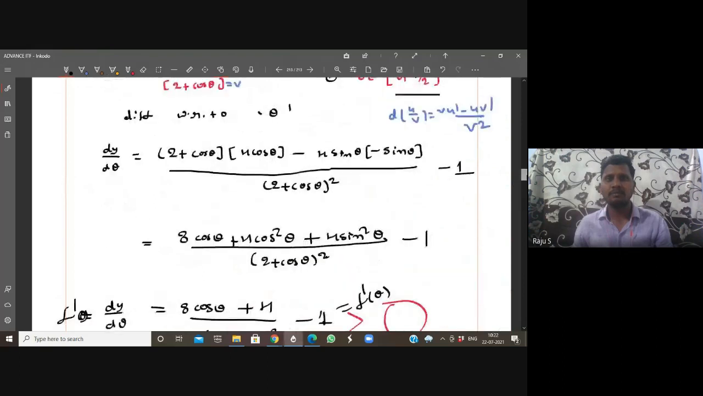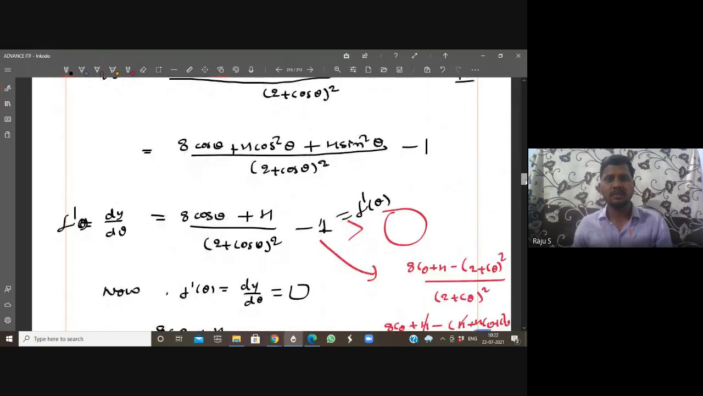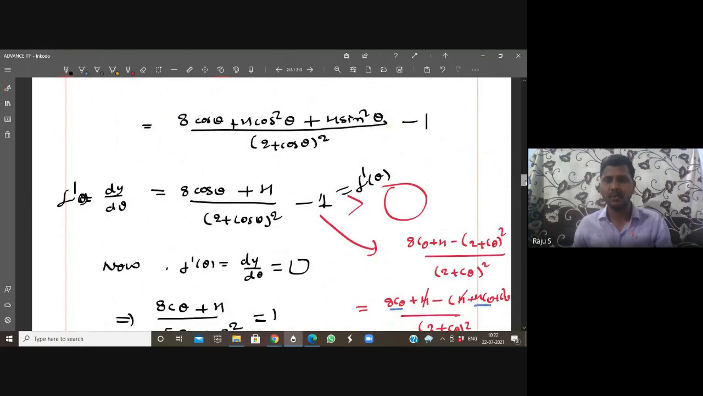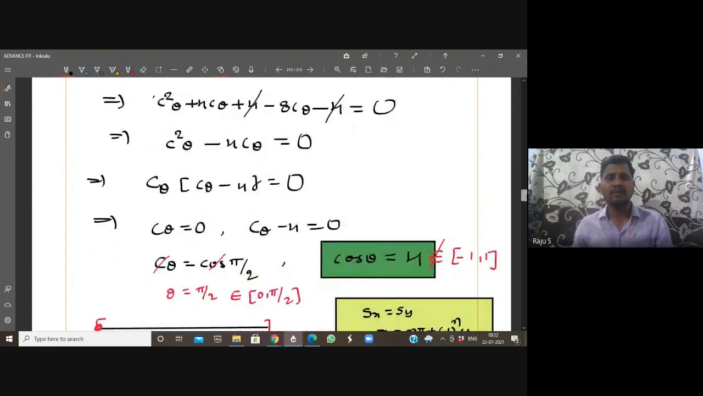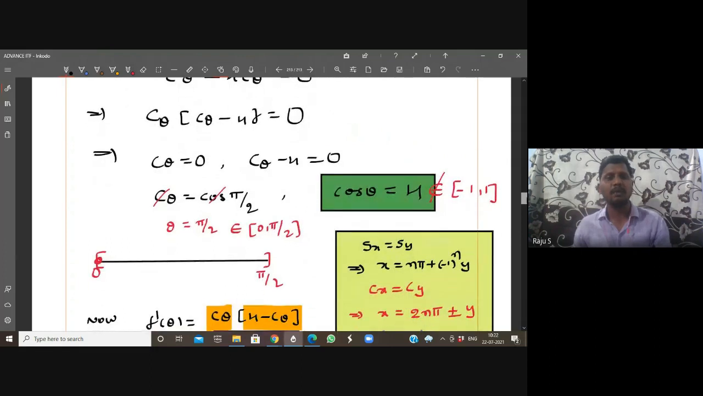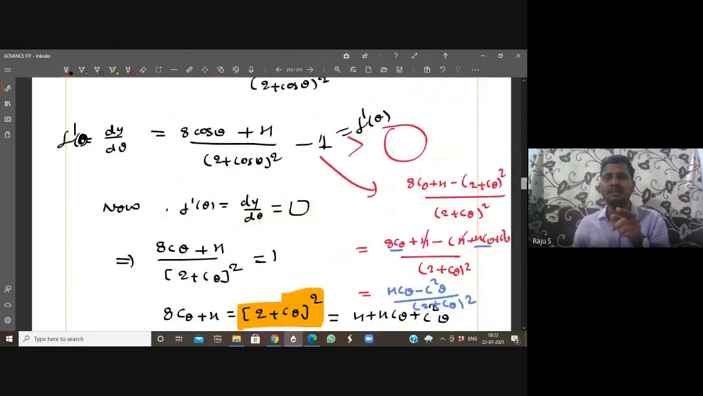So what I have done here: I differentiated with respect to theta with the help of the u by v rule. We got dy by d theta, which I have taken as f dash of theta. Then I equate it to 0. We got finally the critical point as pi by 2, which clearly belongs to 0 to pi by 2. After that, I have written the simplest form of f dash of theta.